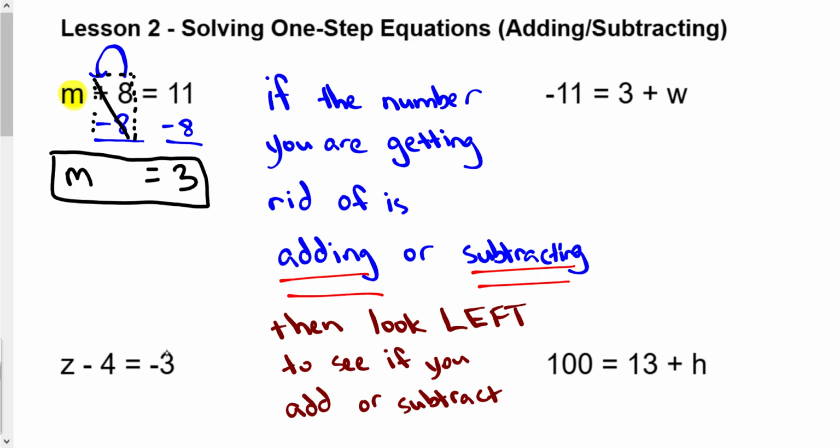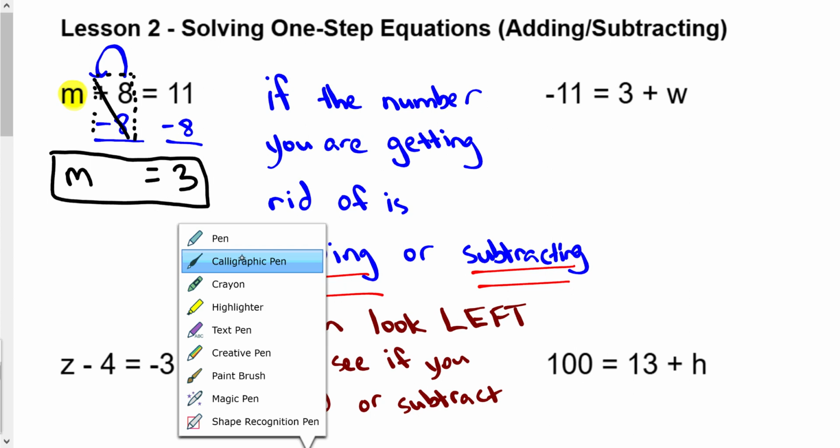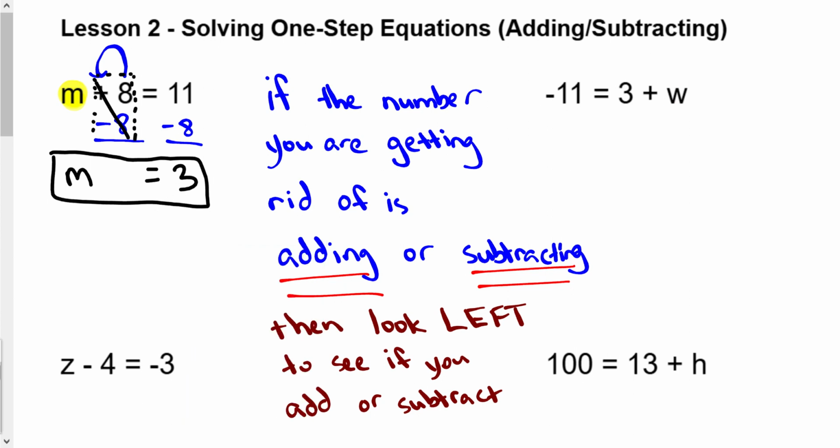No, and I'm going to show you when you're going to run into that issue. So that's the reason I got to do this look left thing to keep you safe. Okay? So let's go over here to the W equation. Your eyes fall to the W. We have to get rid of a number. Which one? 3. What's it doing? Adding.